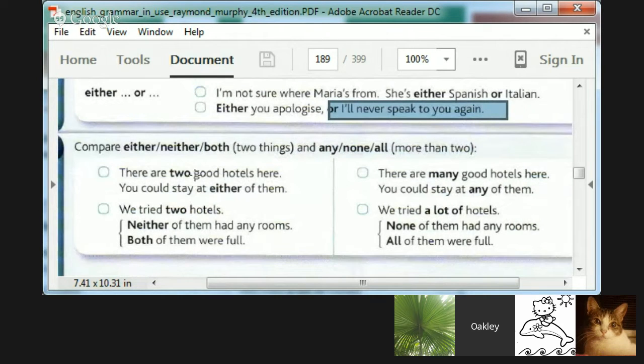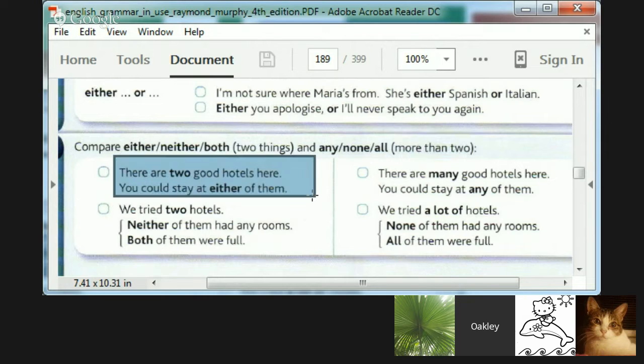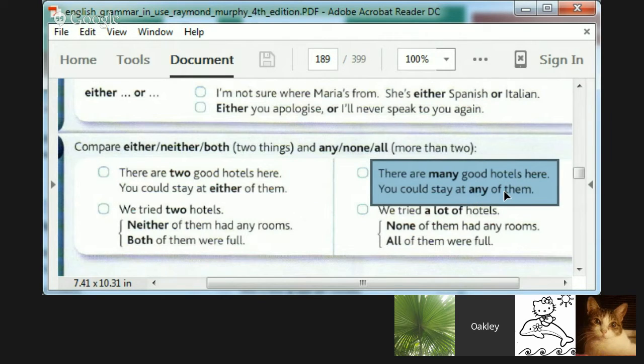Okay, now comparing a little bit either, neither, both with two things. And okay, Heidi, addressing your question again, any, none, all, which we can use. These are the words that we can use for more than two things. All right, there are two good hotels here. You could stay at either of them. All right, as opposed to, there are many good hotels here. You could stay at any of them. All right, so if there's more than one, that's how you would express it.